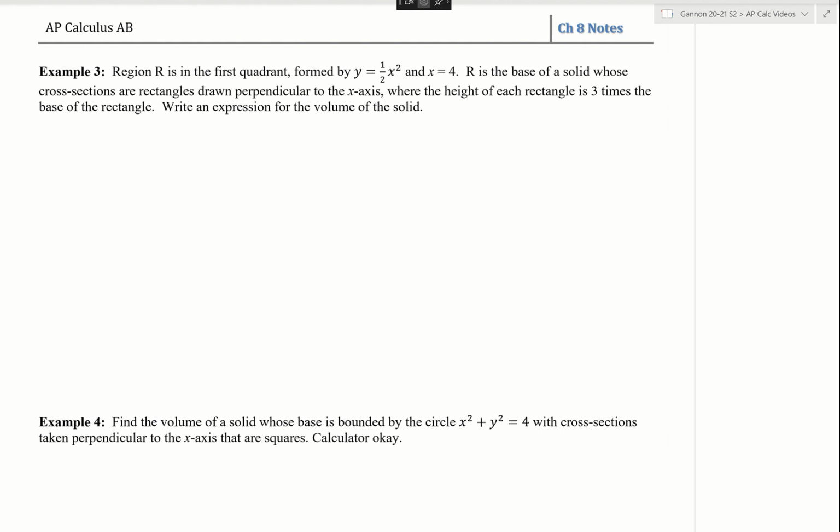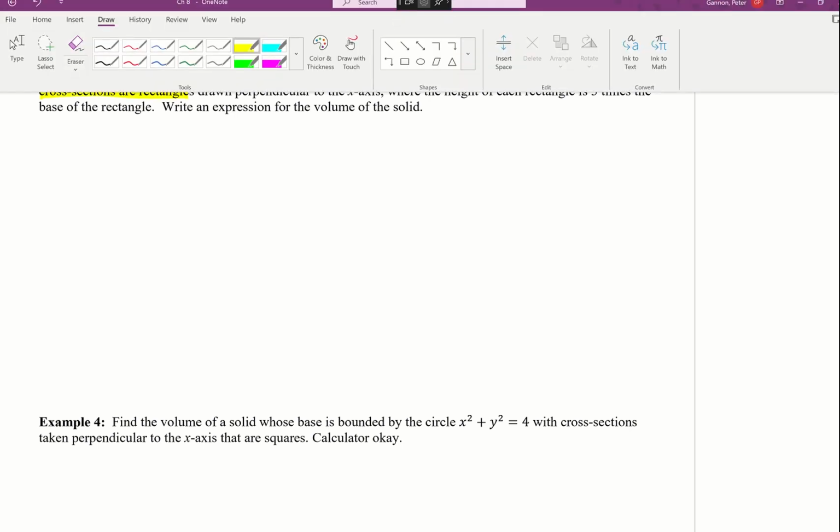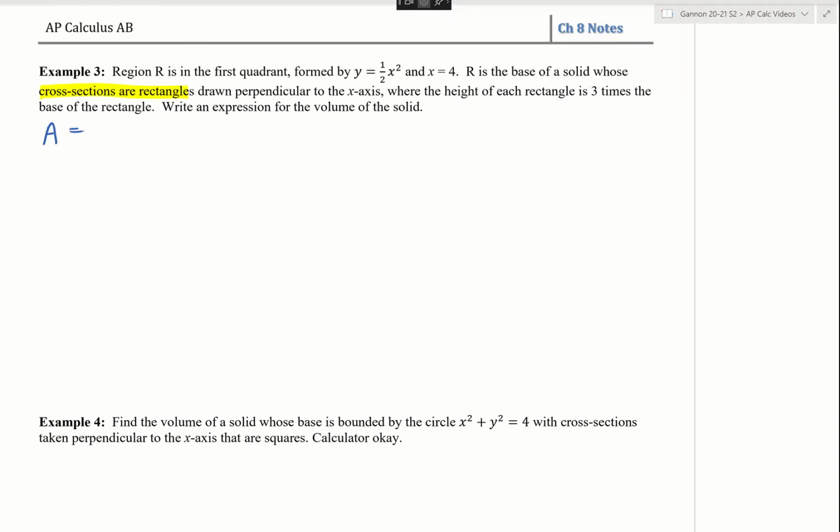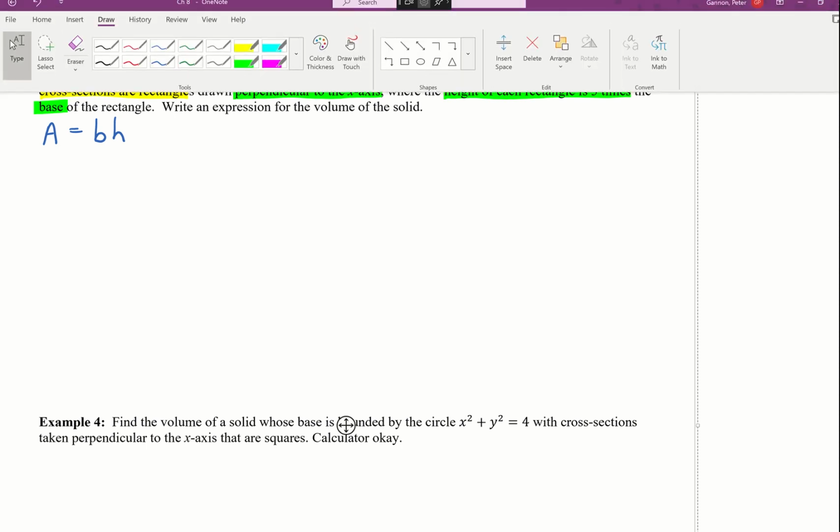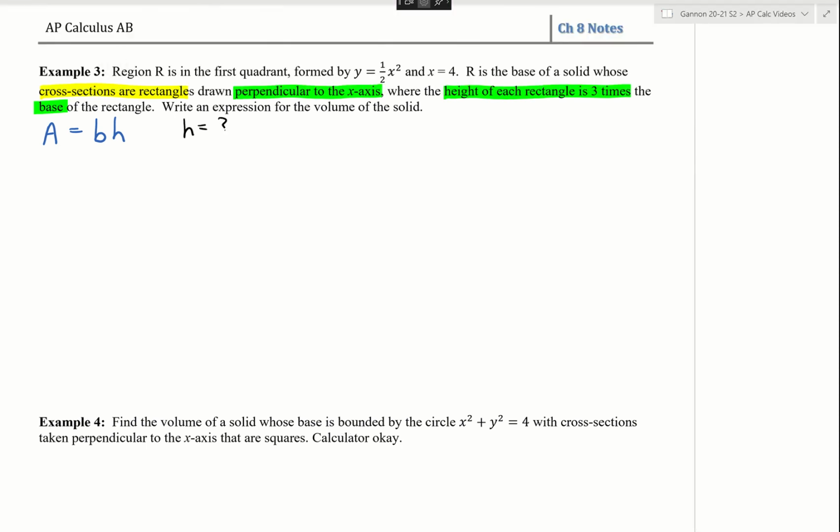All right, we got a lot going on in this problem. Now we've got cross sections that are rectangles. That means that our area formula is no longer going to be side squared. It's really base times height. It is perpendicular to the x-axis. That's telling us that we're going to do everything in terms of x. But then we also have this piece here that the height is 3 times the base. So the height is 3b.